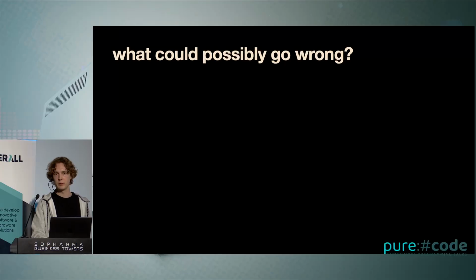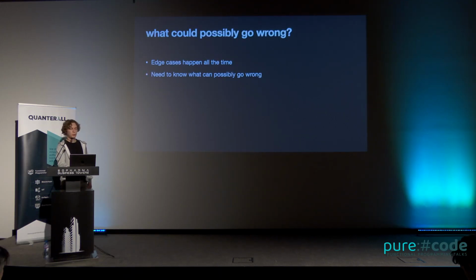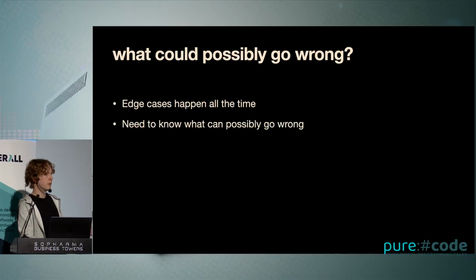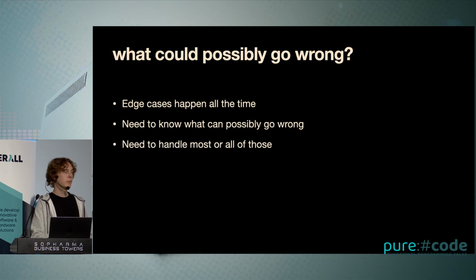And what could possibly go wrong? Edge cases happen all the time, and you need to know what could possibly go wrong. So if you have very explicit error tags, then you could just case on them and see exactly the things that could possibly go wrong in this part of the code base. And you can handle all of them. It's basically just casing on the value.